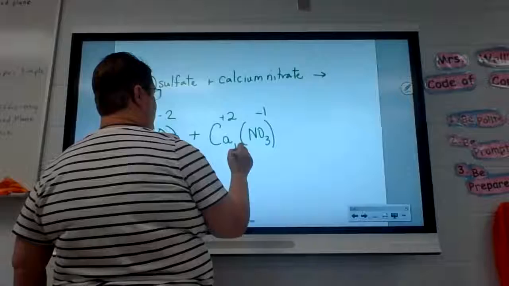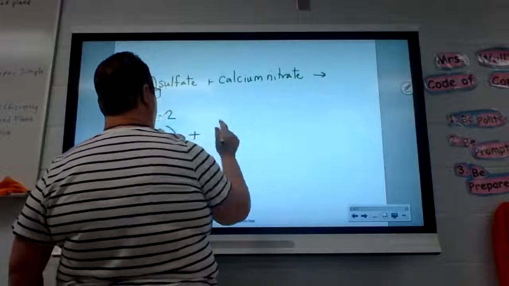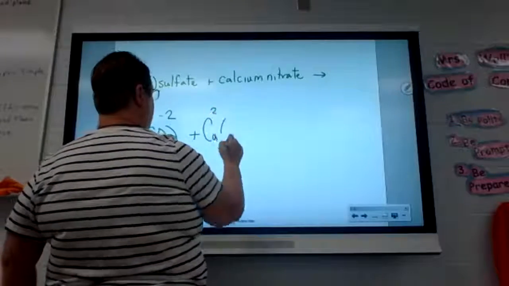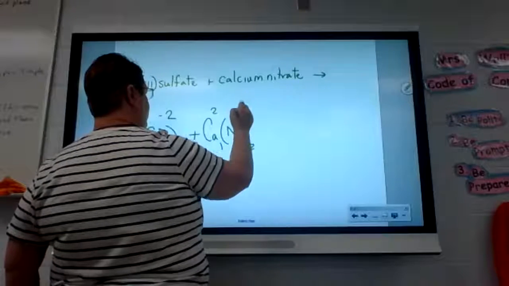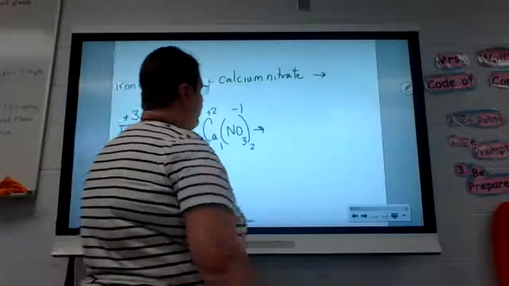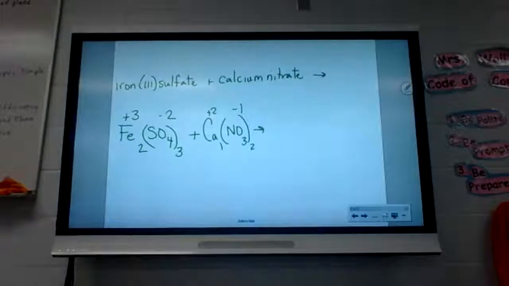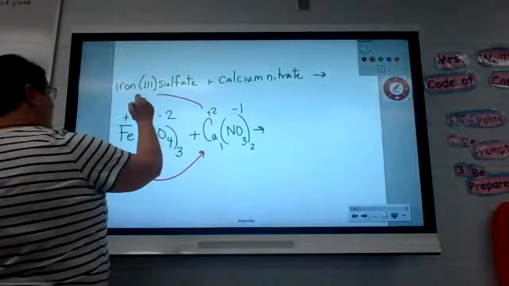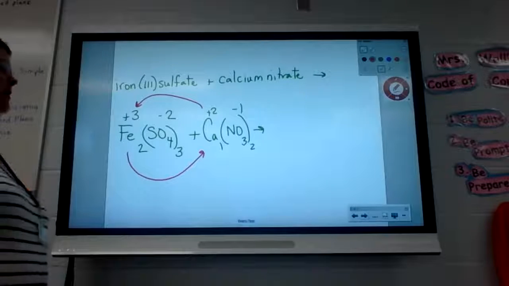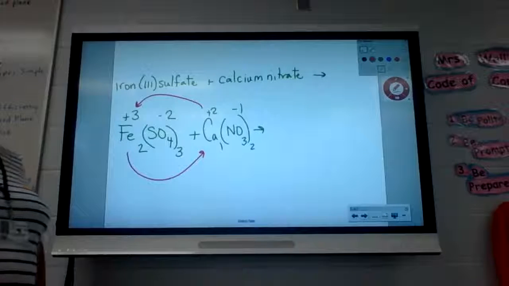All right, so what do I do now? Crisscross. So 1 comes down, 2 comes down. I really ought to write that smaller. That might fit a little better. All right, so what are we going to do? Switch the positives. All right, so if I switch the positives, that means Fe's going there, Ca's going there. So that means what? Tell me what I'm going to get.